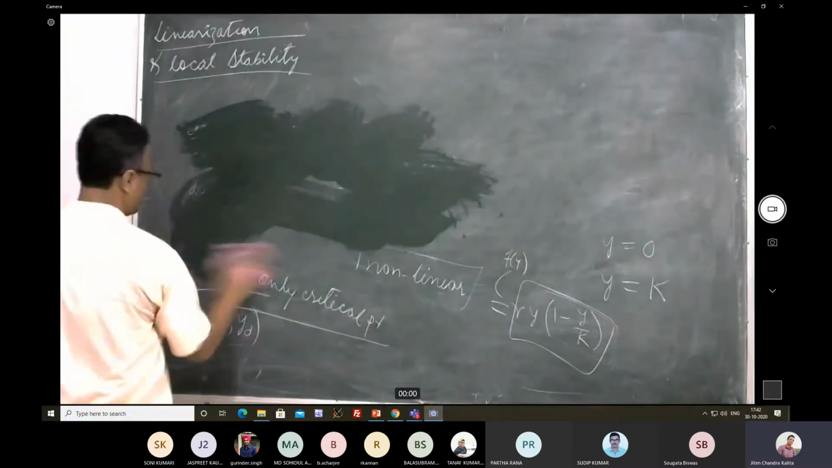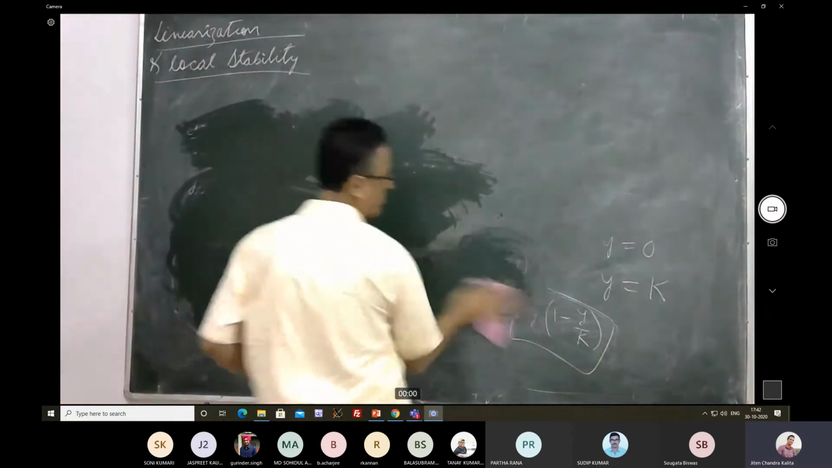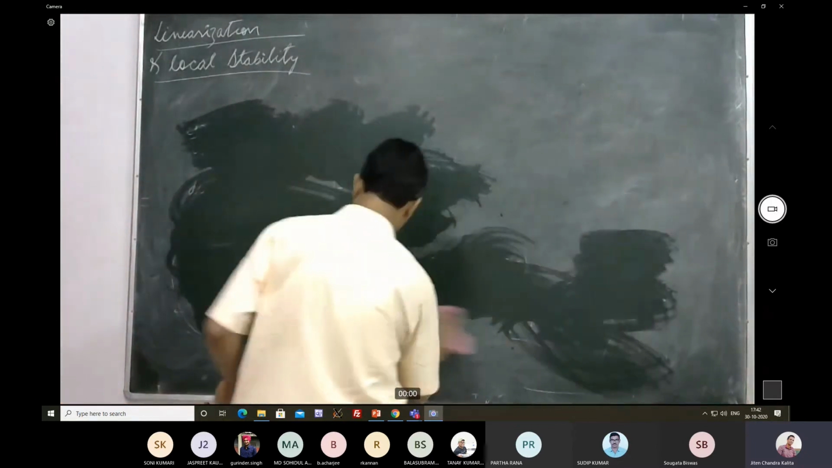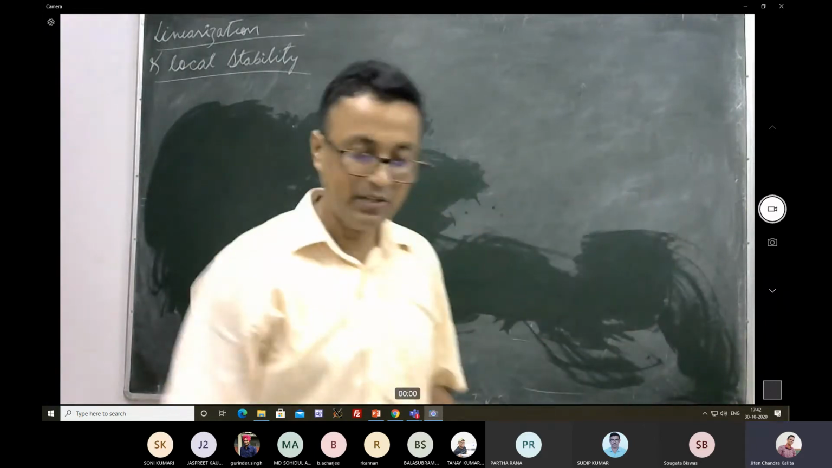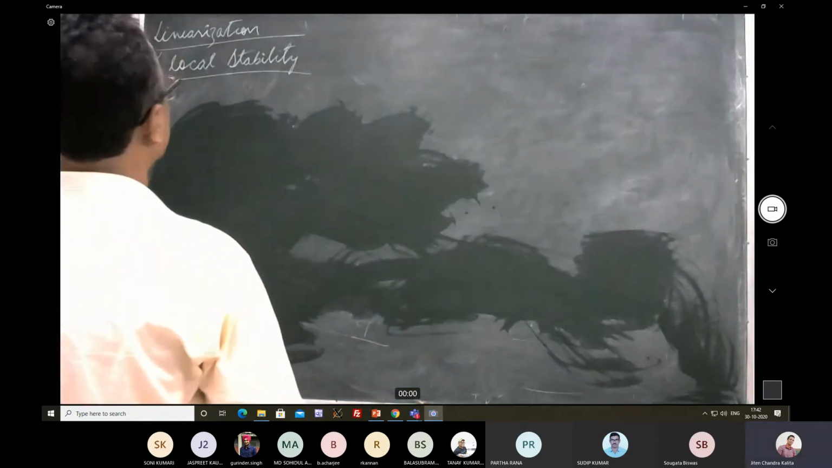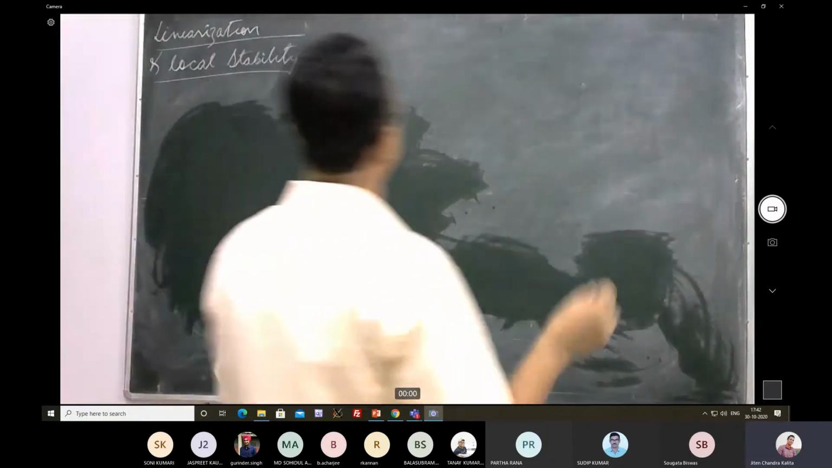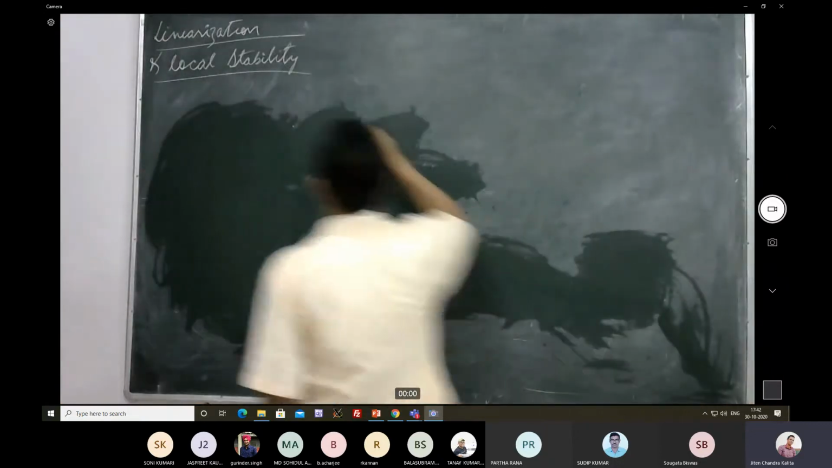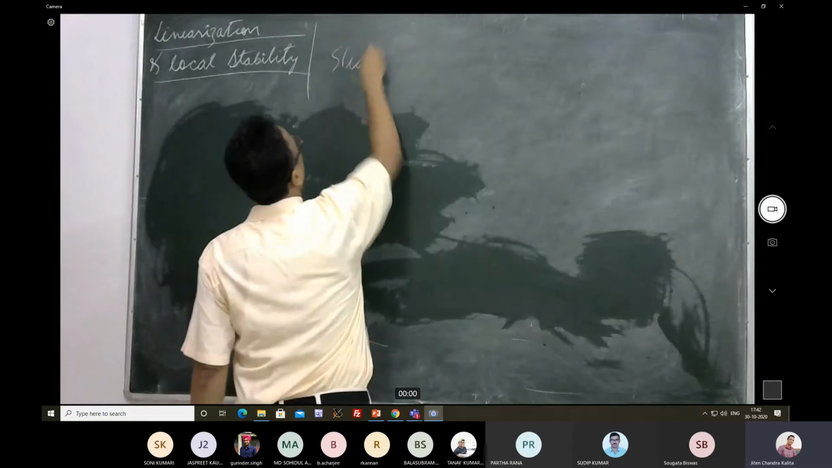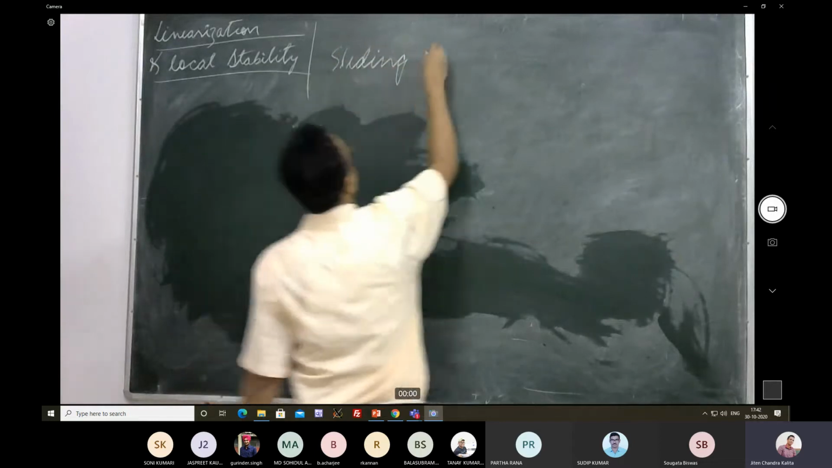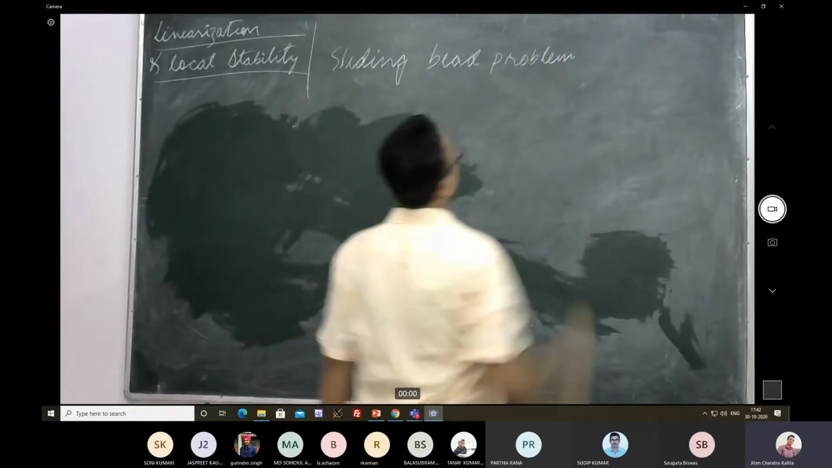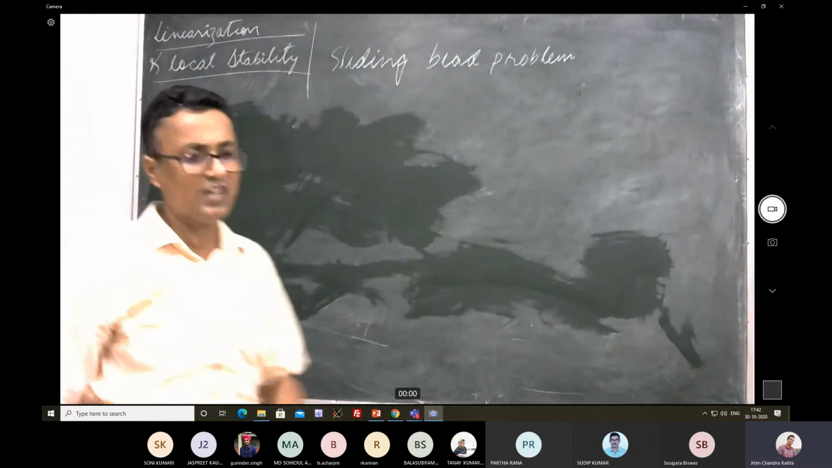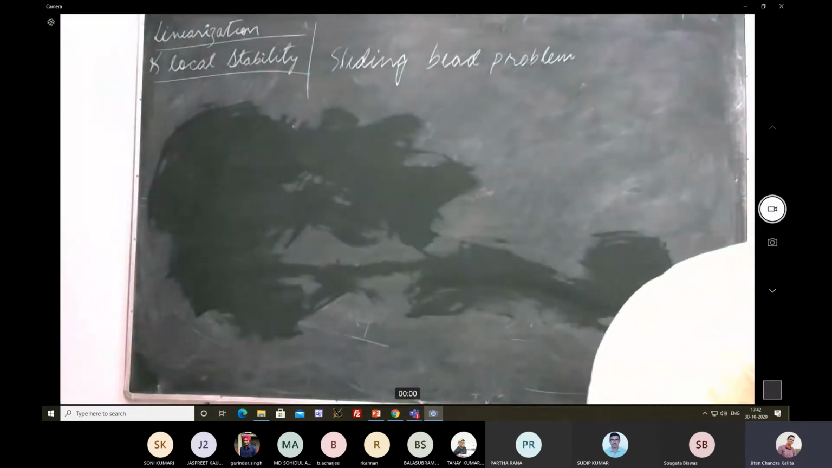But before that, let me introduce you to a very famous and familiar problem that they consider in order to understand the stable and unstable concept, which I have already done. This problem is called the sliding bead problem. Sliding bead problem. Are you already aware of this sliding bead problem? Yes, anybody?